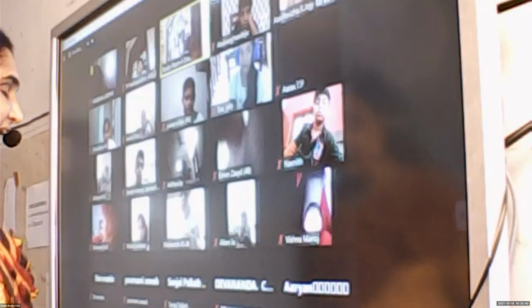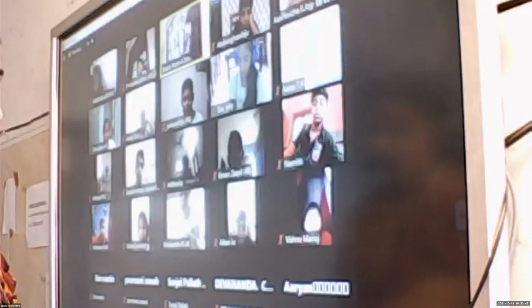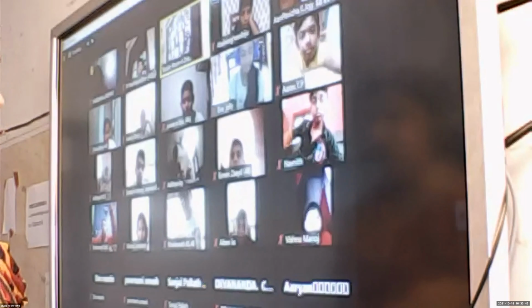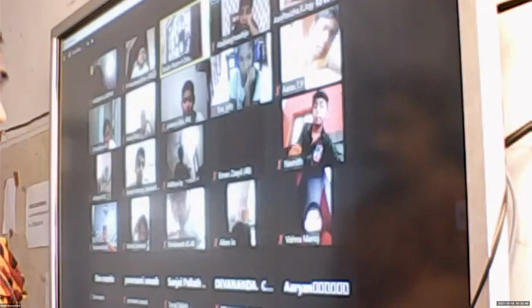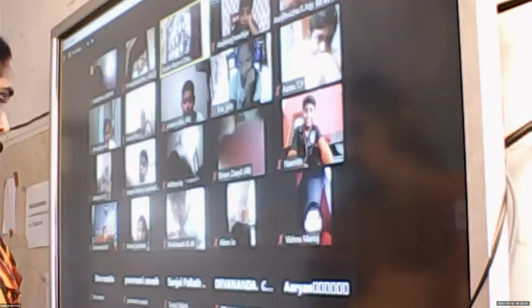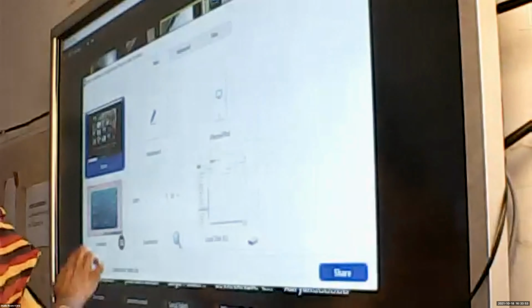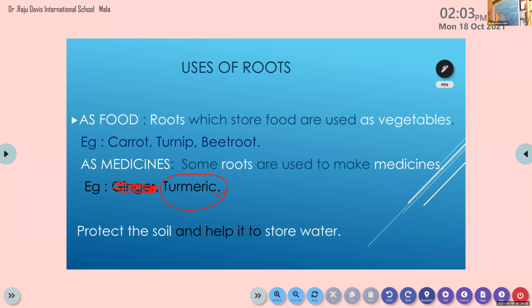So here we are finding out ways to fight against the virus, and there you are finding ways to fight against your sibling. Am I correct? So here, the uses of roots: some roots such as turmeric, we can use as medicine. Some of the roots like carrot, beetroot, we can use as food. And not only that, it protects the soil and helps it to store water.